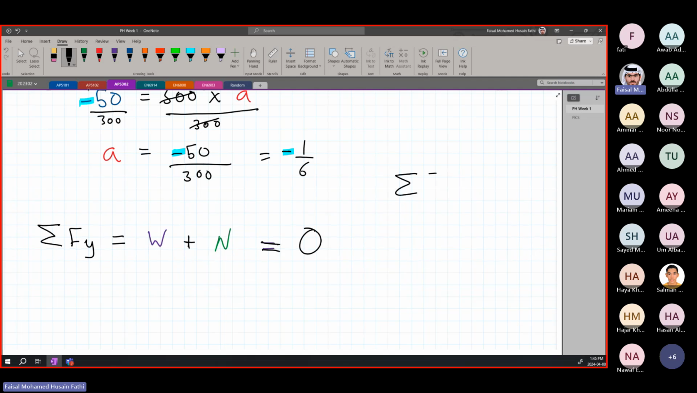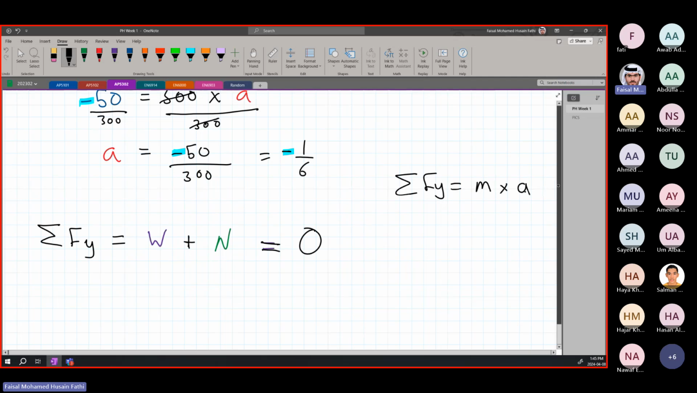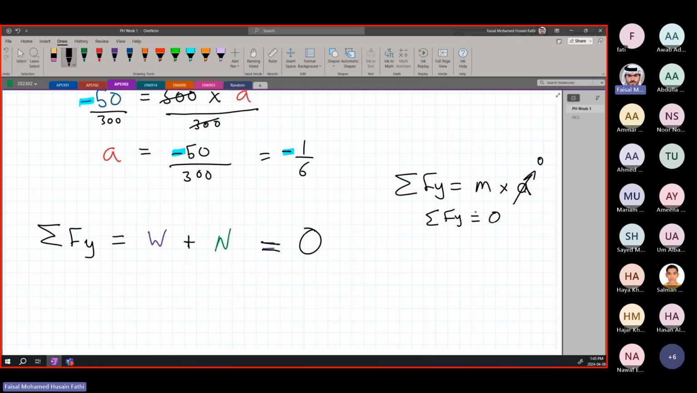Why? Because sigma Fy is equal to mass times acceleration. There is no acceleration up and down. The total movement is 0. So the acceleration is 0. Therefore, sigma Fy is equal to 0. Okay? This is how you know if there is motion or there isn't motion. If the acceleration is 0, there isn't going to be any motion. It means the total forces have to be at equilibrium, which is equal to 0. This is what we mean by at equilibrium. Okay? So W plus N is equal to 0.